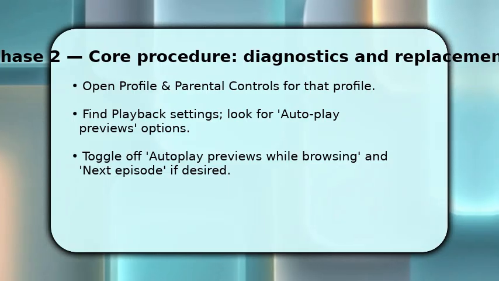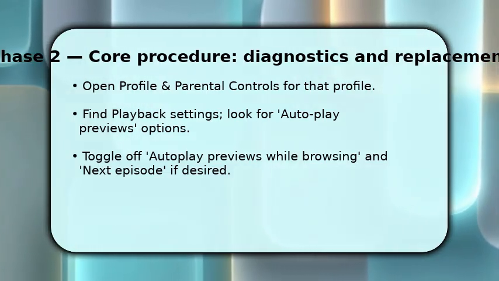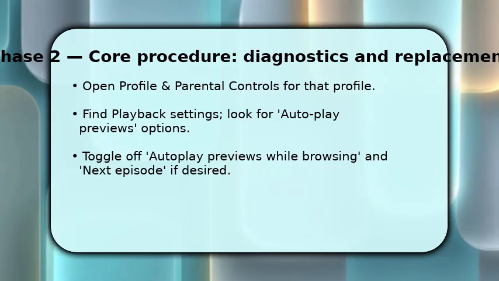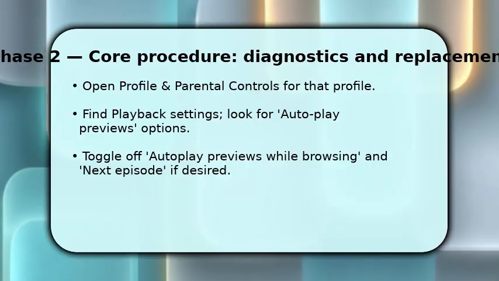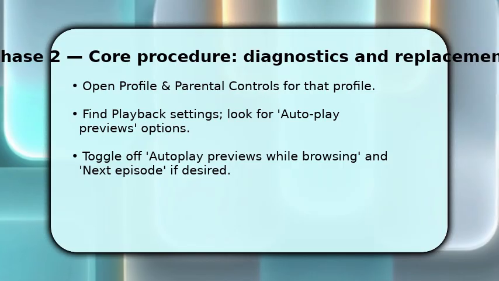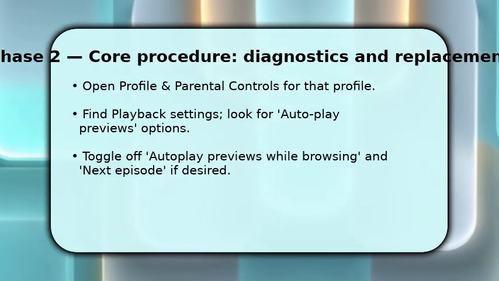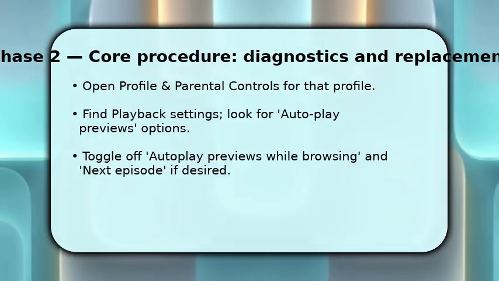Once there, locate two toggles: Autoplay Previews while browsing and Autoplay Next Episode. Turn off the browsing previews to stop short clips, and while you're here, decide whether to disable Next Episode Autoplay too, because both affect how content appears. Make sure to hit save if shown. Changes apply quickly across that profile, but may take a moment to sync to all devices.